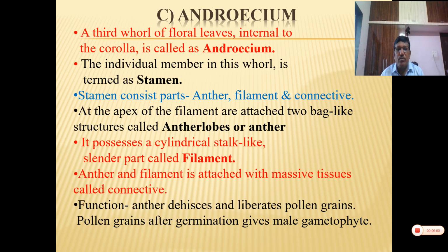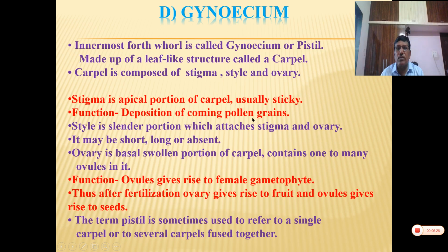The filament is a cylindrical portion which attaches to the anther. Anther and filament are attached with a mass of tissue called the connective. The function of the anther is that, after dehiscence, it gives rise to the pollen grains, and these pollen grains, after germination, give the male gametophyte for the fertilization process.